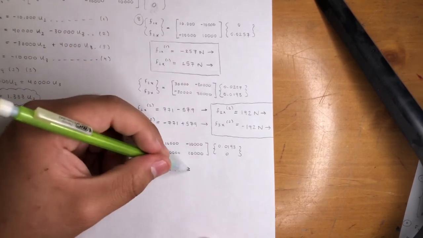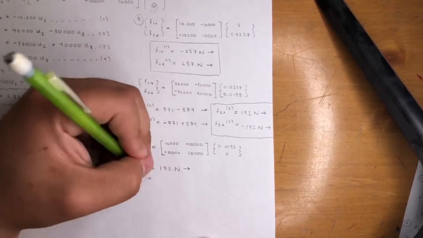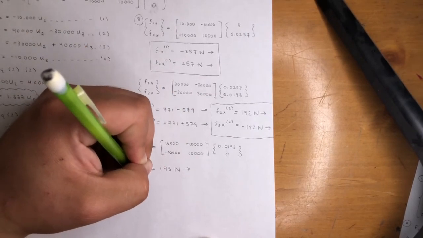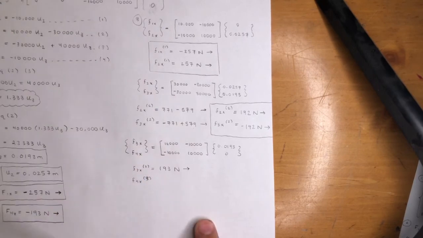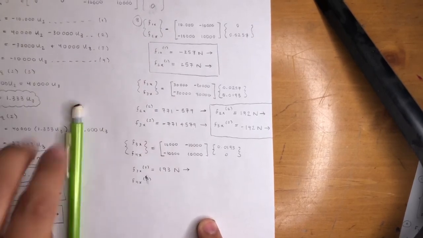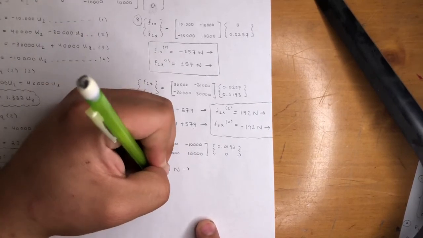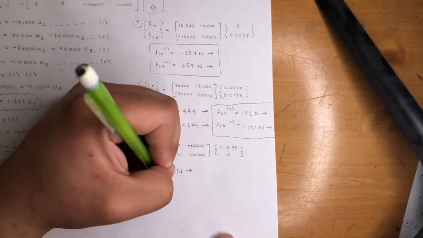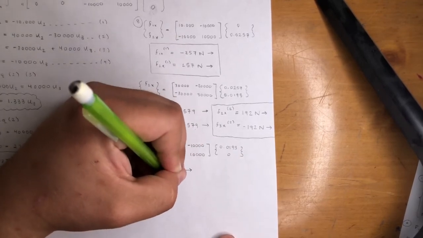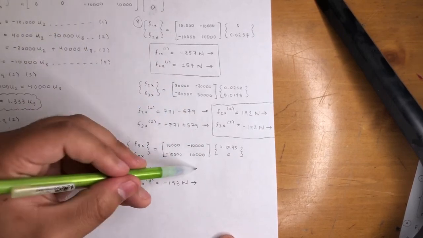Again, all of them are pointing to the right, as long as we don't change the signs. F4x of element 3 is equal to negative 10,000 times that, and then 10,000 times 0, so this is just negative 193 newtons going this way. So let's verify them. Again, you could always check.